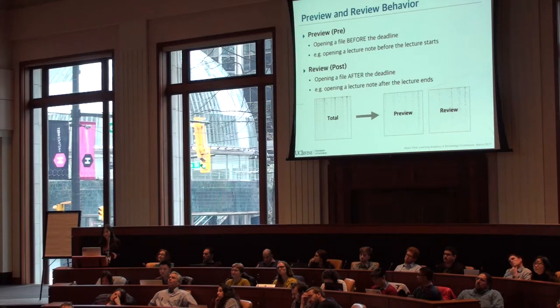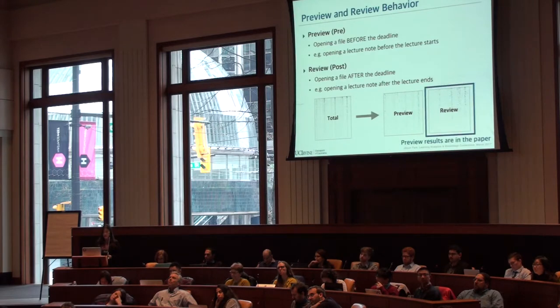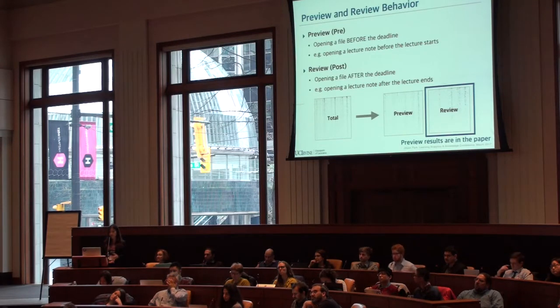You might be confused about why I am talking about these behaviors. But as I said, these are just one way to filter out the noise from the noisy raw click data. We're just taking a subset to have less noisy and more informative data. We used both preview and review data for our paper, but in this talk, I'm going to focus on the results on the review clicks.